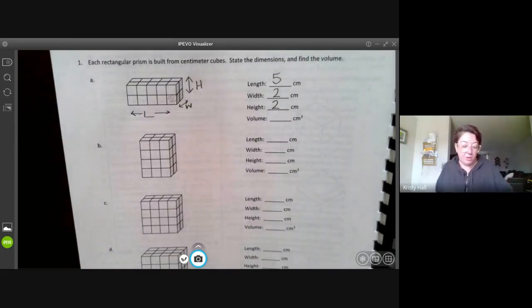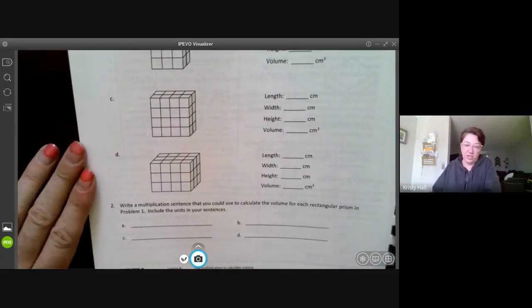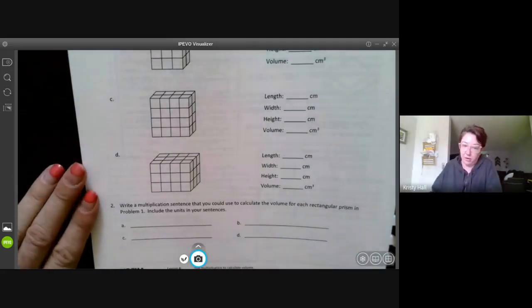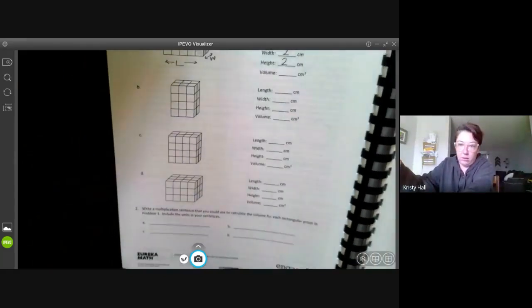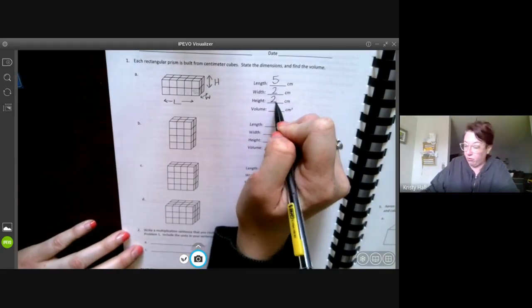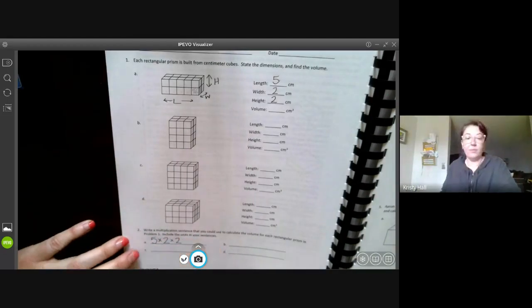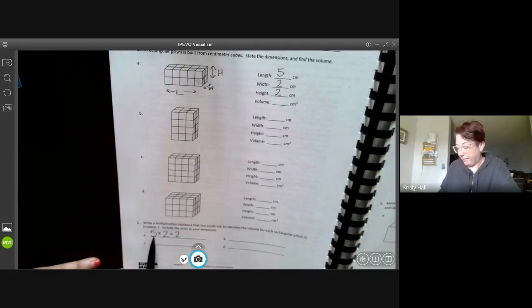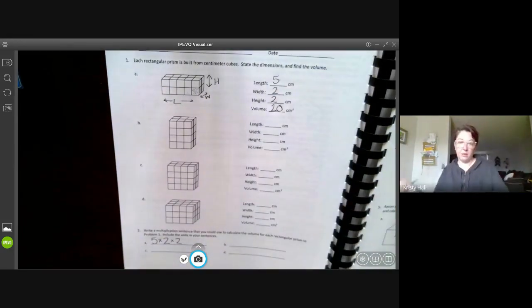So if we think about what we were doing in the 2 examples that I did before, we're going to take these numbers and multiply them, which actually is what number 2 wants you to do, to write a multiplication sentence that you can use to calculate the volume. So for A, we had 5, 2, and 2. So to find the volume, you're just going to multiply those numbers. Now, 5 times 2, I know is 10, times 2 is 20. So my volume is 20 cubic centimeters.